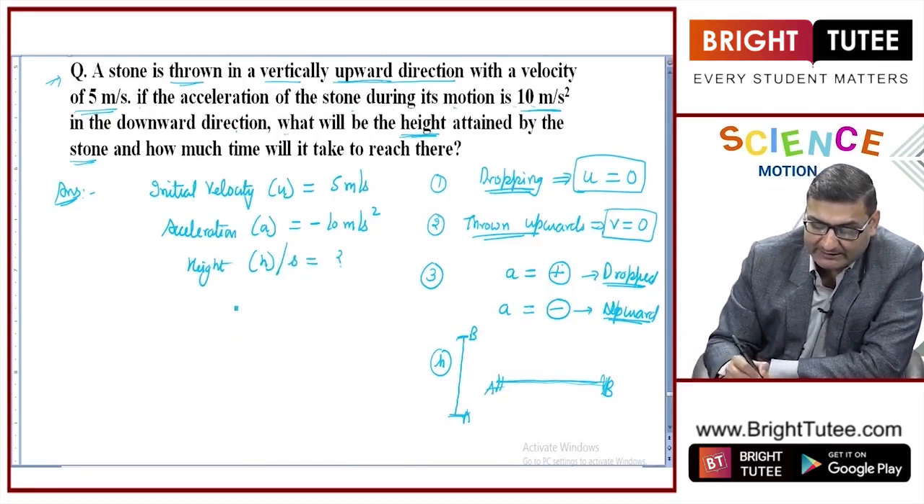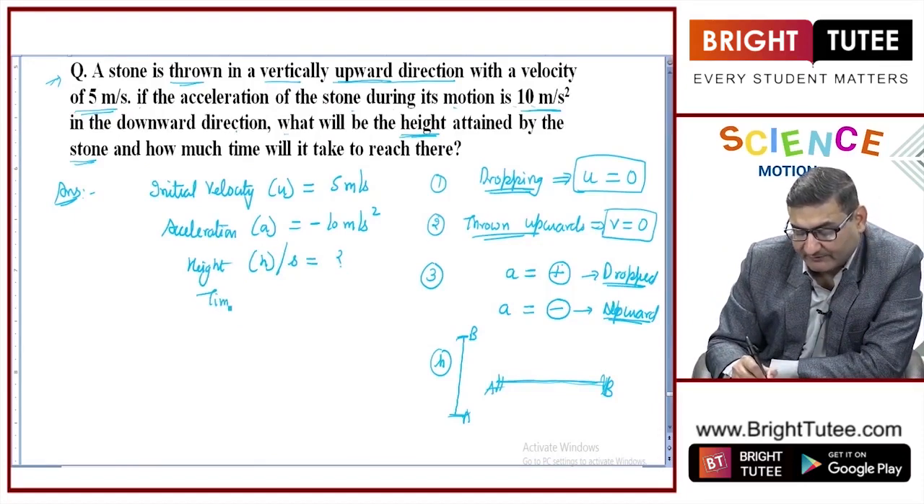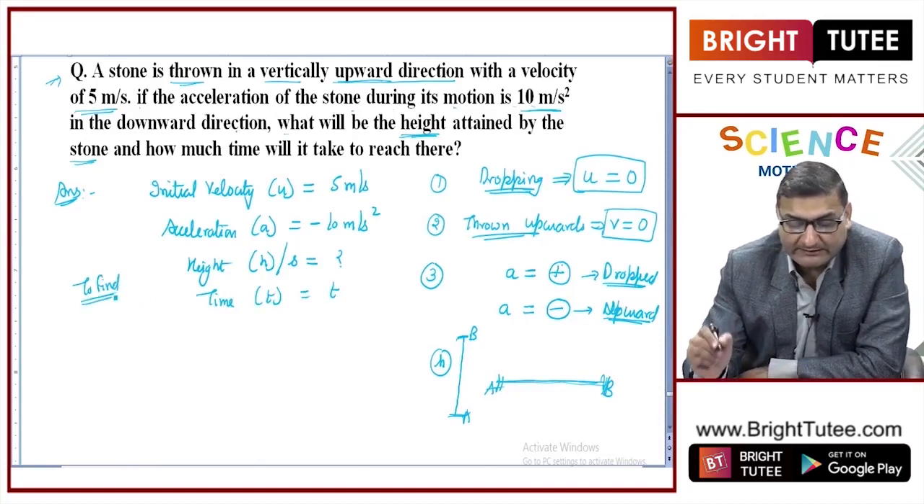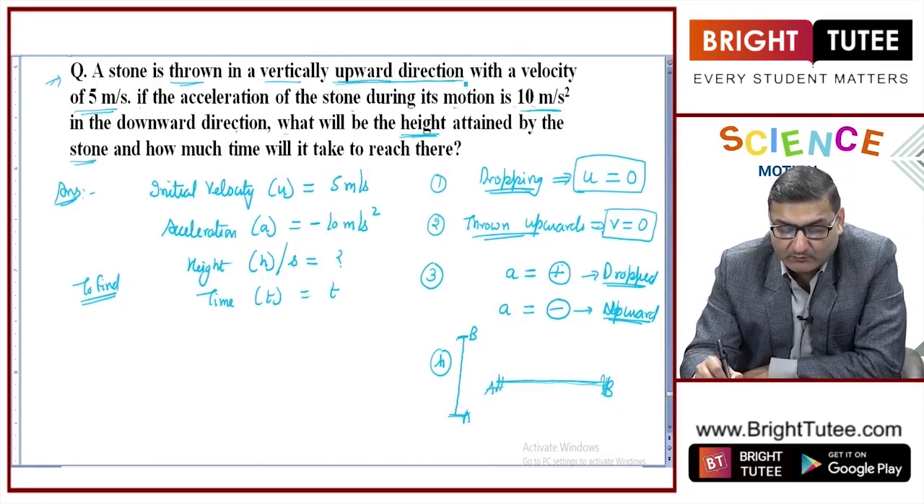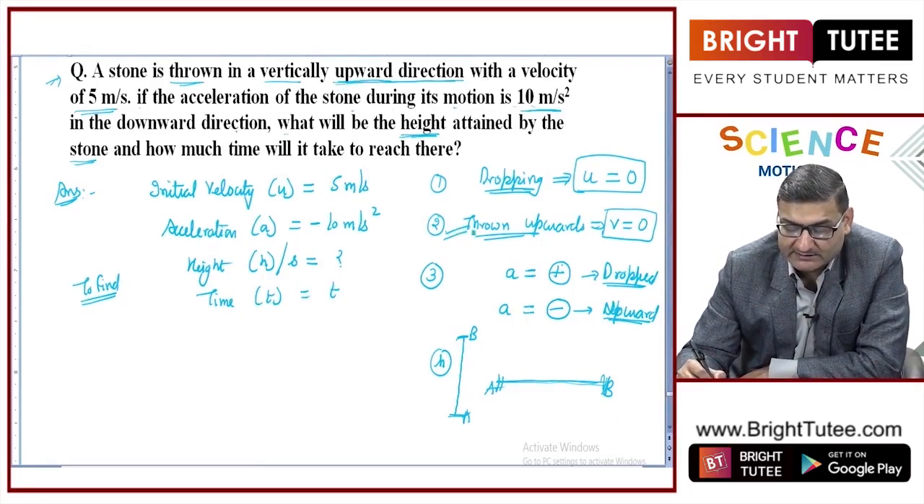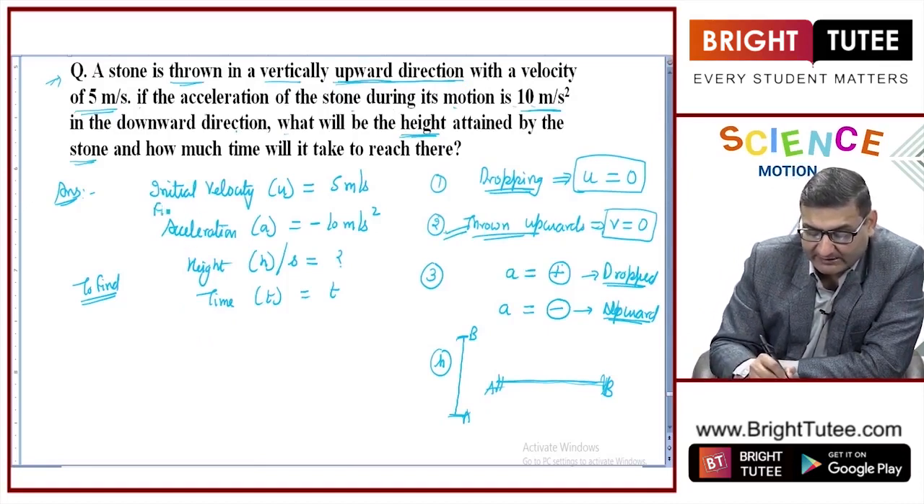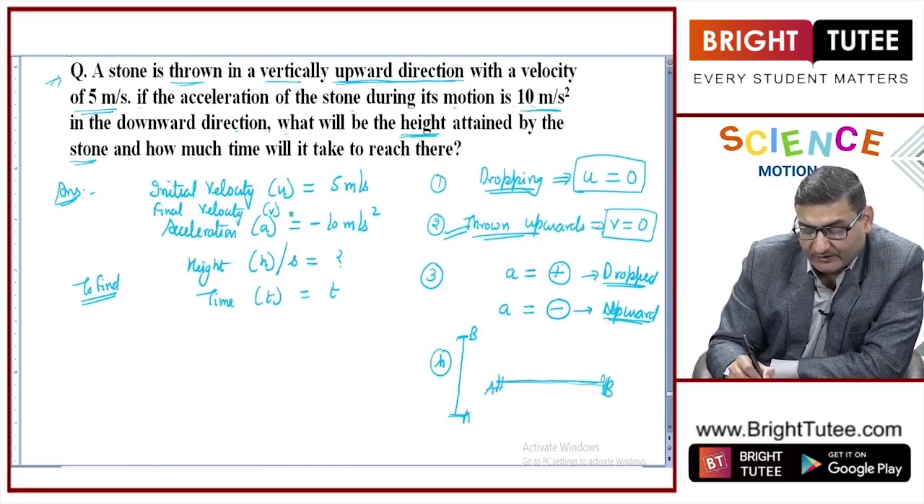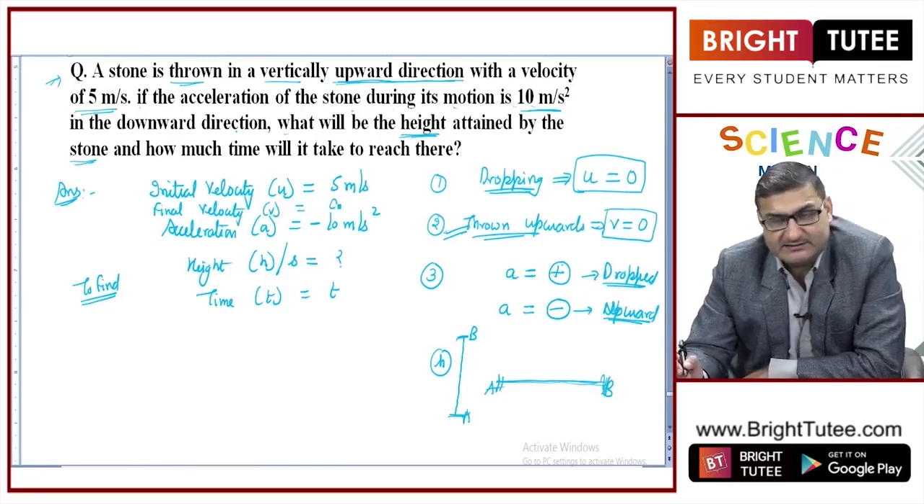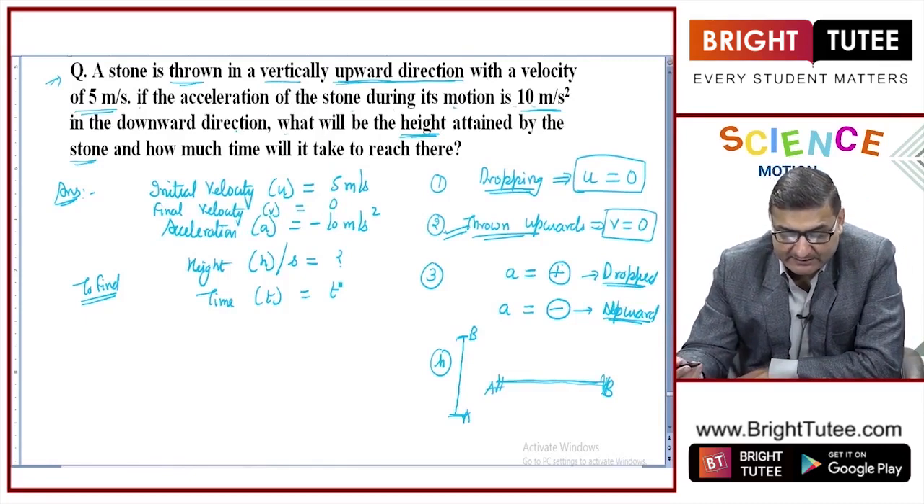This we have to calculate, and how much time will it take? We need to calculate the time. This is what we need to find. Now, one more important thing, when the stone has been thrown in the upward direction, we have just studied that we will take the final velocity to be 0, right. This will be 0. Now, the things are pretty much clear. We need to calculate the time and the distance. The information details are given to us.